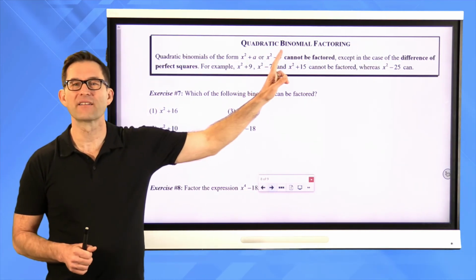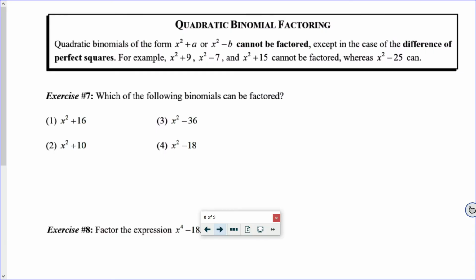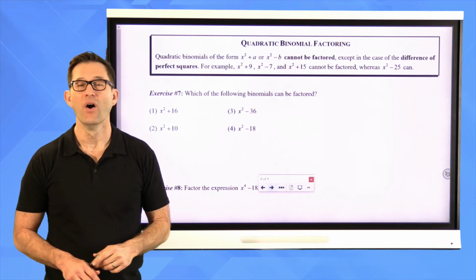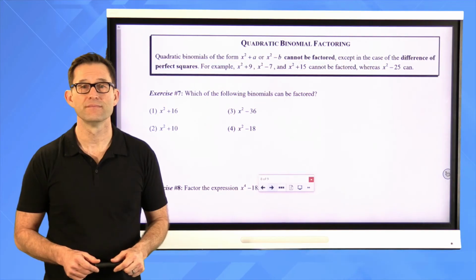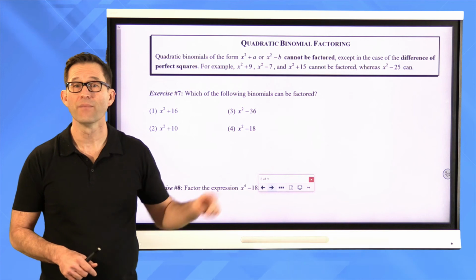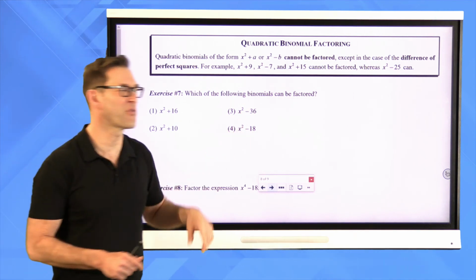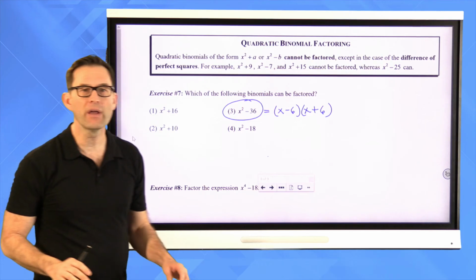So we got that same fact up here. Take a look at exercise number 7. Which of the following binomials can be factored? All right, only one of those could you factor. Take a look and circle which one you think it is. All right, well, it's number three. And number three can be specifically factored as x minus 6 times x plus 6. That can be factored. In every other case, you can't factor it.